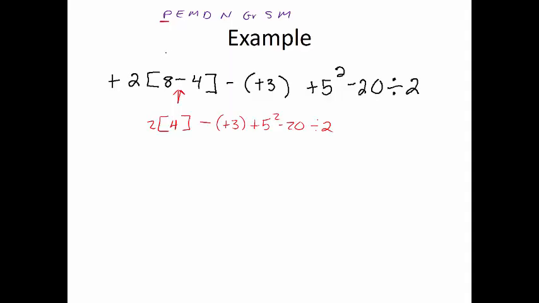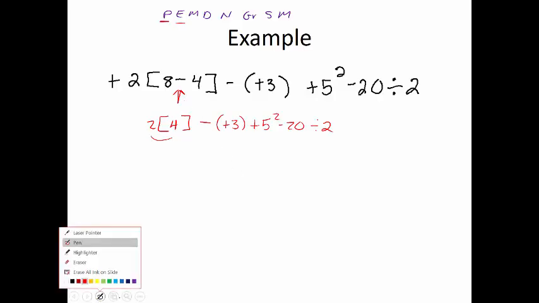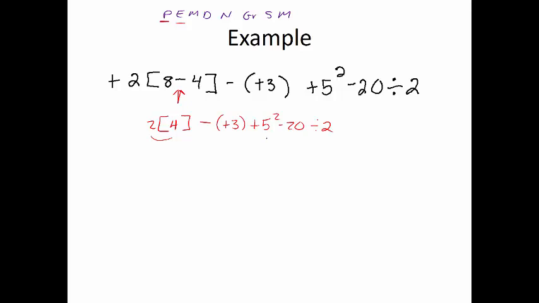Alright, any more parentheses? Nope, unless you count these, which is just multiplication. Exponents. Let's do our exponent next. Well, we have 5 squared, which is 25. So we have 2 times 4 minus a positive 3 plus 25 minus 20 divided by 2.